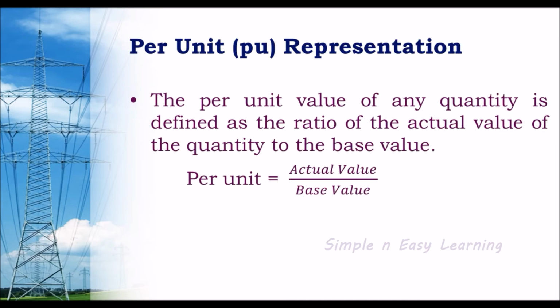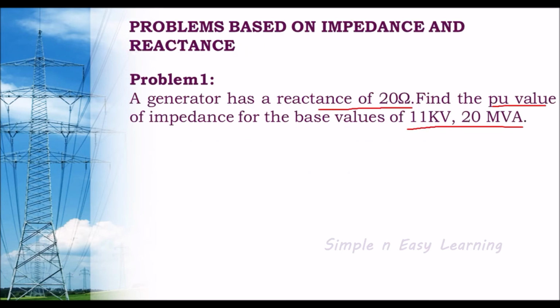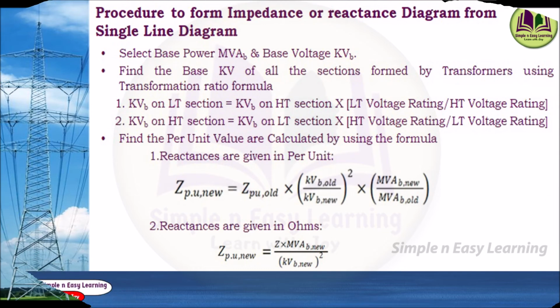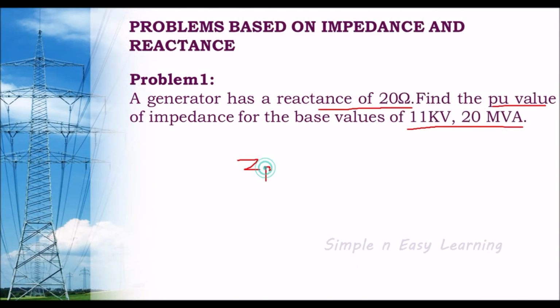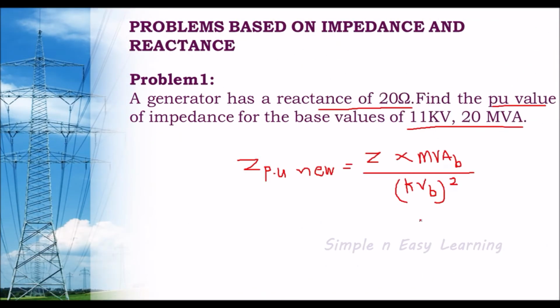The per unit value of a quantity is defined as the ratio of the actual value divided by the base value. So in this problem, the reactance is given in ohm, and we need to find the per unit value. We need to apply the second formula that we saw in the steps. Z per unit new equals Z into MVA base new divided by kV base new, the whole square. That is, Z per unit new equals the actual value of Z into MVAB, where B represents base, divided by kV base the whole square. So you can substitute directly into the formula.